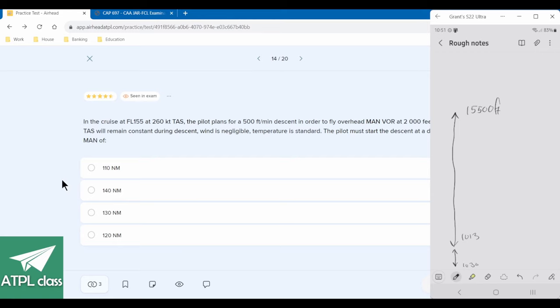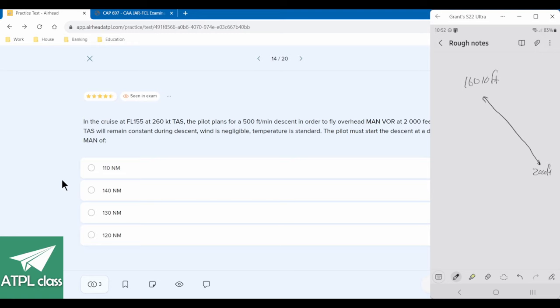So what is that value? 1013 to 1030 is 17, times by 30, which is the standard pressure lapse rate. So that's going to be 510 feet more. So this altitude here, in terms of QNH, or our altitude, which is always based off of QNH, is going to be 16,010 feet. That's value one. We can delete all this. 16,010 feet, and we're coming down to 2,000 feet. Obviously not to scale.